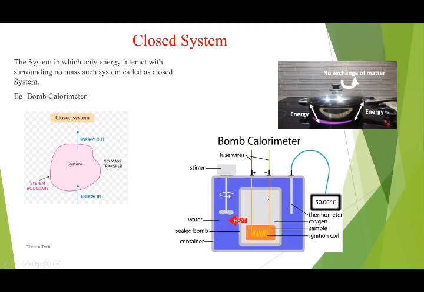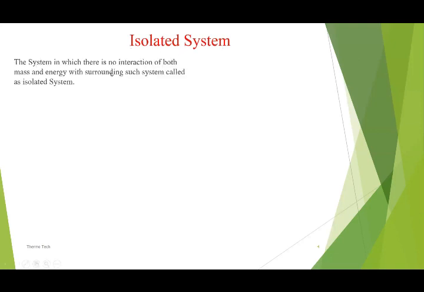Again, you can see the same application in the bomb calorimeter, right? In the bomb calorimeter also, only heat interacts with the surroundings. There is no interaction of mass from the system to the surroundings. This is a best example of a closed system. Third, we have the isolated system. An isolated system is one in which there is no interaction of either mass or energy with the surroundings. Such systems we call isolated systems. Examples are the universe and the thermos flask. These are the best examples of an isolated system.